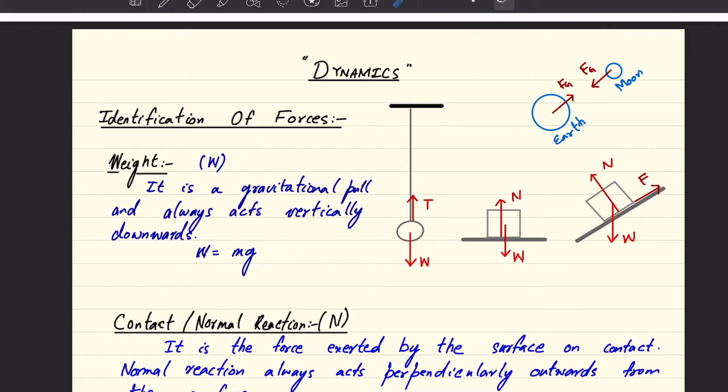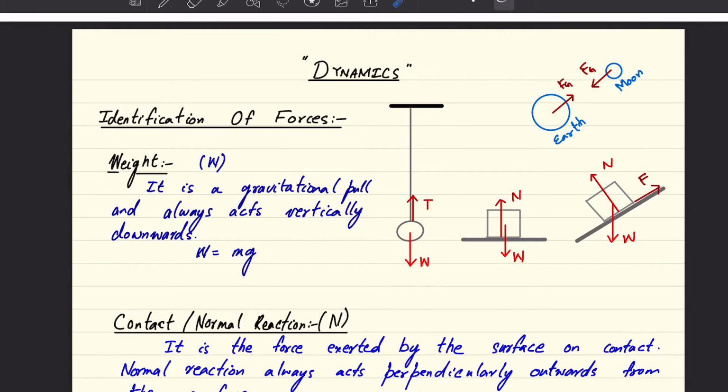So whatever object you have, you draw weight vertically downwards. g is supposed to be taken as 10 Newton per kg. So whatever is the mass value, you multiply it by 10, that gives you the weight value and it must act vertically downwards. Like if an object has a mass of 3 kg, then you would put weight as 30 Newton.